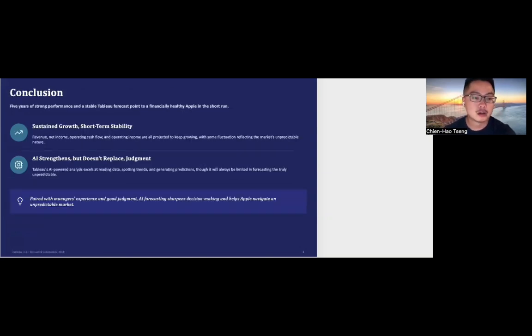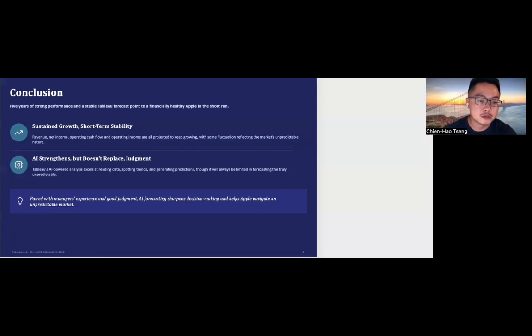To conclude, our team's analysis shows that Apple has maintained strong financial performance over the past 5 years and is expected to still remain financially stable in the next few years. Based on Tableau's forecast, Apple's revenue, operating income, operating cash flow, and net income are all projected to remain strong, although some fluctuations are expected due to changes in market conditions.